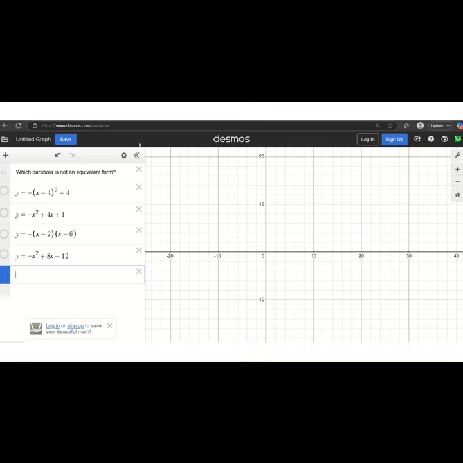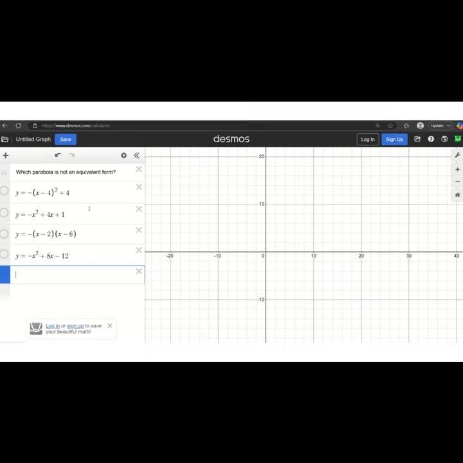Hi there. Welcome to this multiple choice game slash Desmos demo where we're going to address the question, which parabola is not an equivalent form? Now, the underlying math skill here is probably, can you switch between forms? In other words, can you take all of these parabolas in whatever form they're in and put them into the same form so that you can compare them?